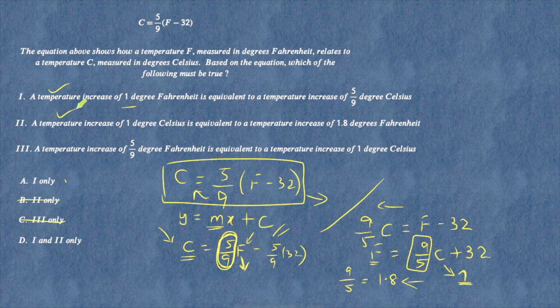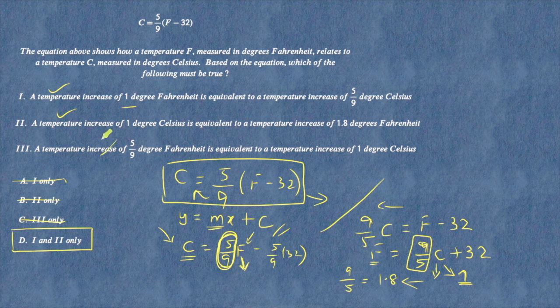So now if you look at the answer choices, you can eliminate A, and the only answer which is correct is D, 1 and 2. So obviously 3 cannot be correct, because a temperature increase of 5/9 of a degree Fahrenheit is not equivalent to a temperature increase of 1 degree Celsius. For 1 degree Celsius, Fahrenheit increases by 9/5 and not 5/9.